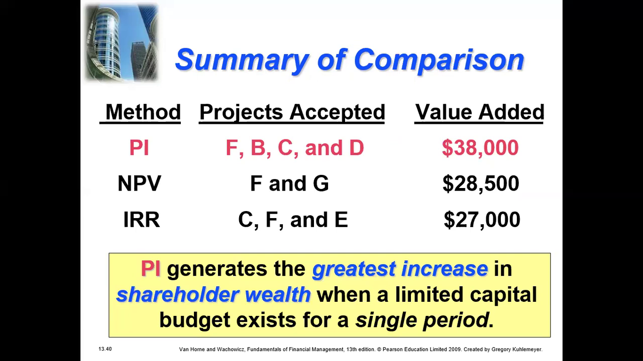PI generates the greatest increase in shareholder wealth. It creates greatest increase when a limited budget is there, when a limited capital budget exists for a single period. The condition here is when you have limited budget, then we should choose on the basis of PI. This is the topic of capital rationing. And this is the last topic of this chapter of capital budgeting techniques from the book of Fundamentals of Financial Management, that is by Van Horne.